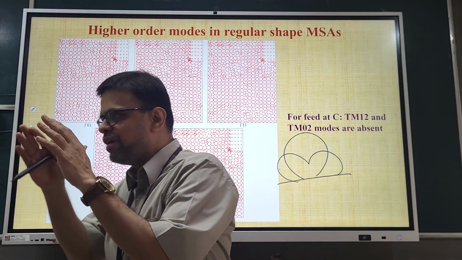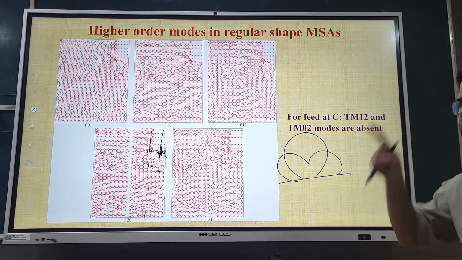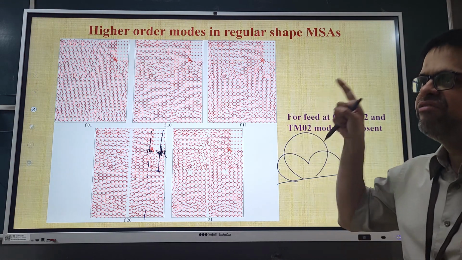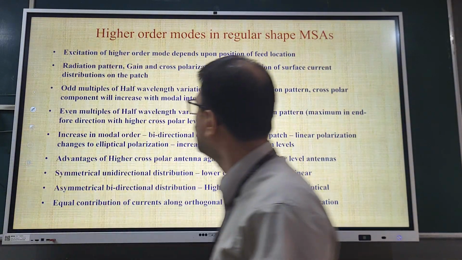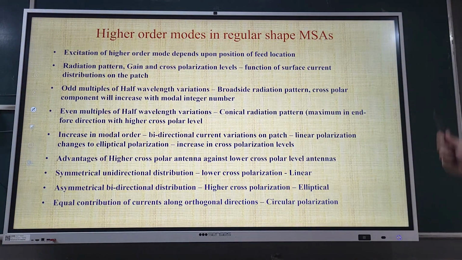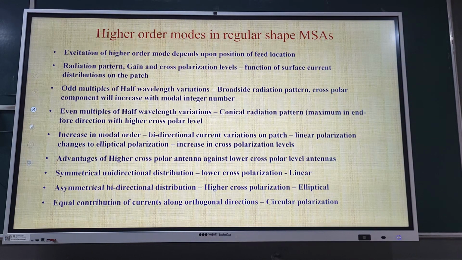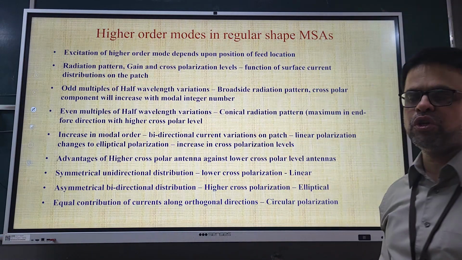In fact, it is a very evolved, very detailed theory. And remember, these are all driven modes. They are not eigen modes. Why? Because we are putting a feed point location. So, just to sum up, excitation of higher order modes is purely a function of feed point location. Radiation pattern, gain and cross polar level are basically a function of the surface current distribution on the patch.